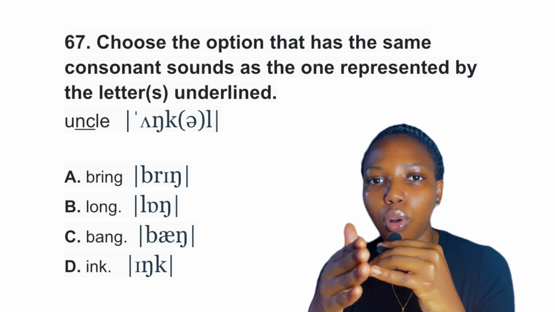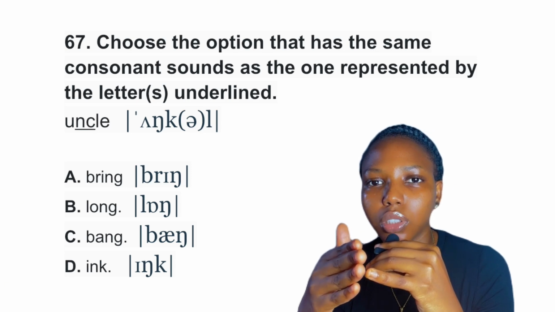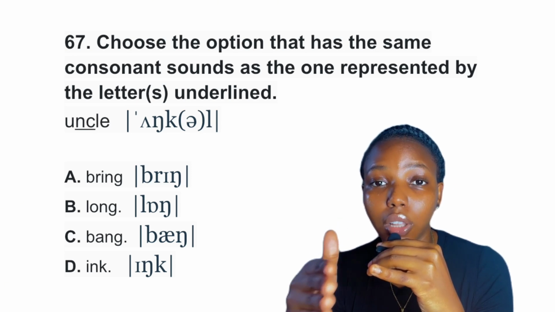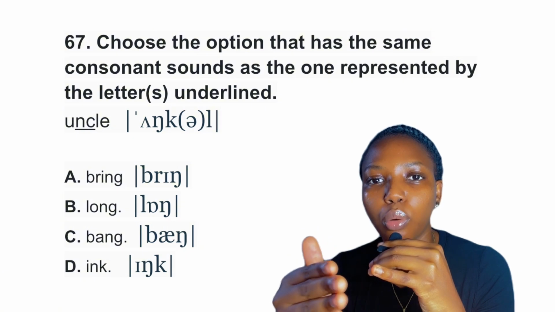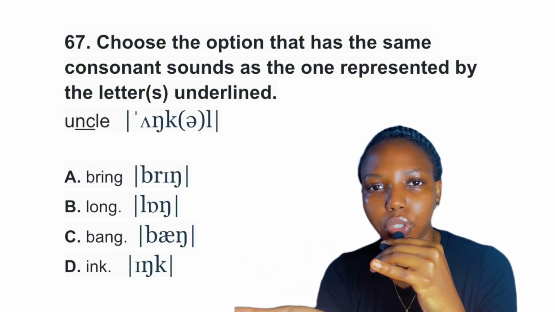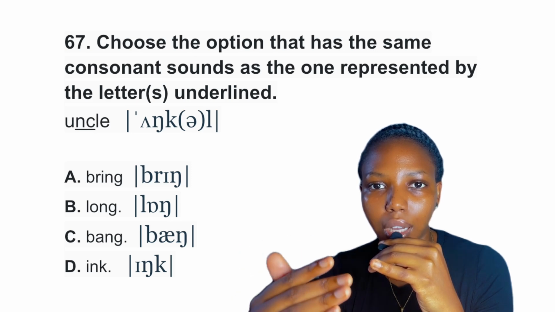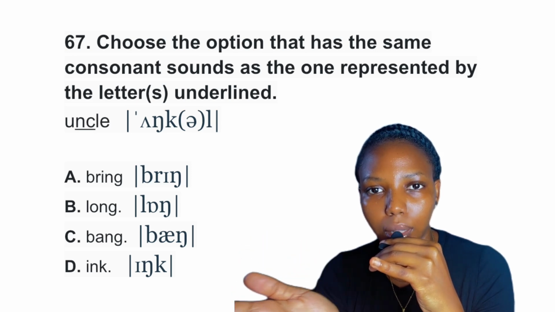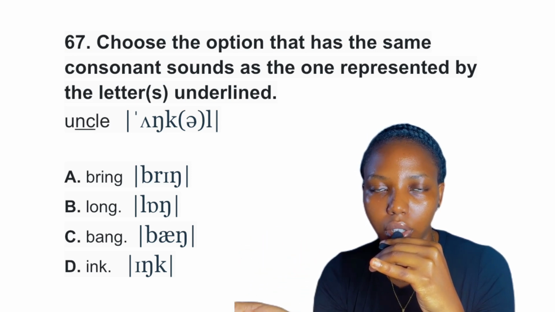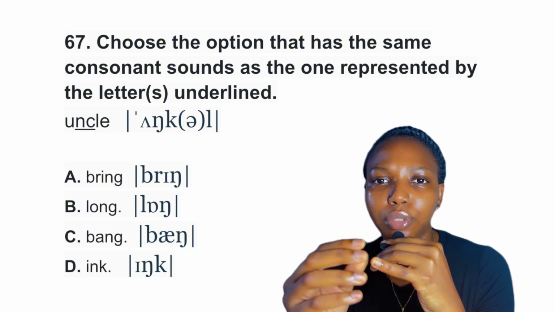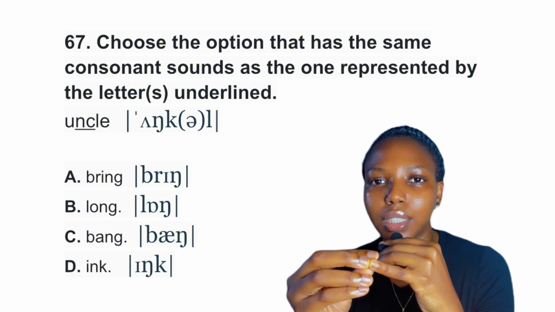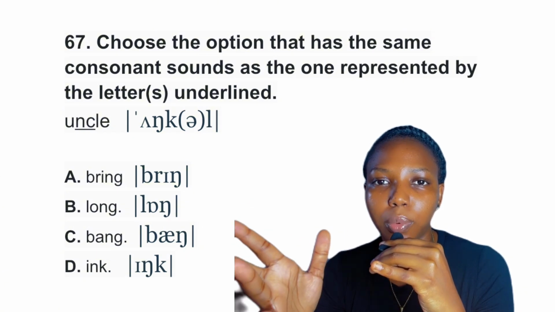Now, there's what we call consonant clusters. A consonant cluster is a combination of two or more consonant sounds at a stretch in a word. And as you can see here in this word, we have ng and k together. That's a consonant cluster.